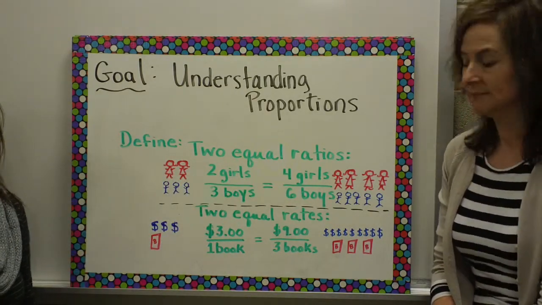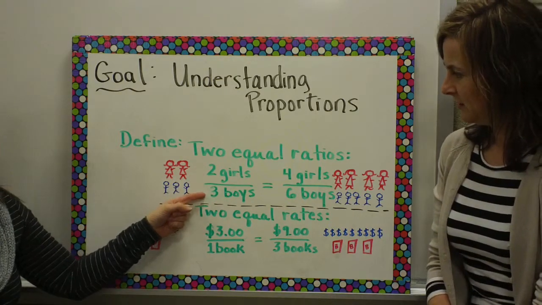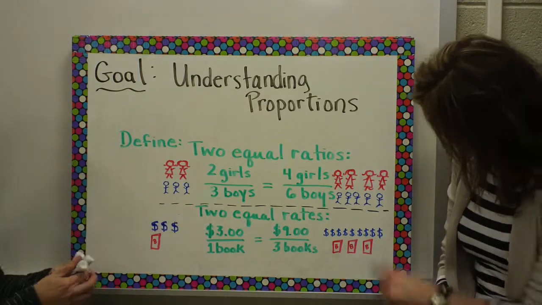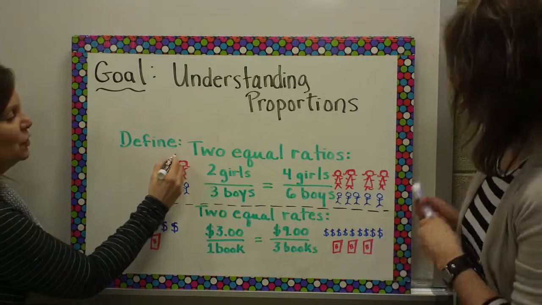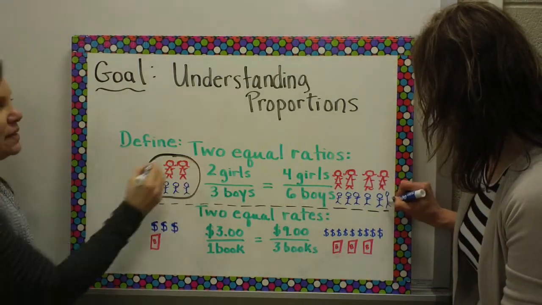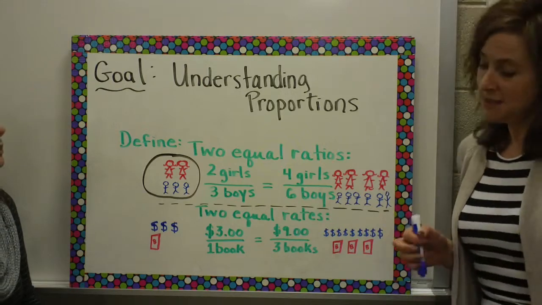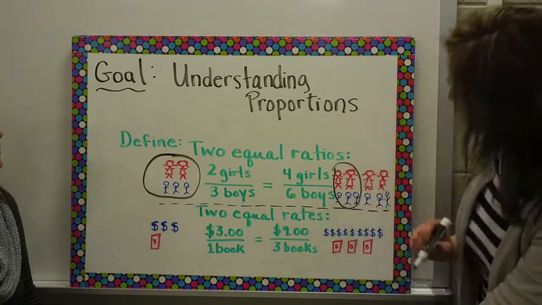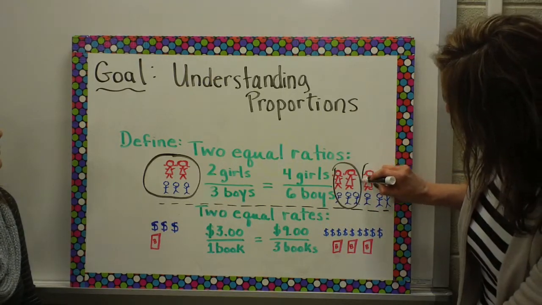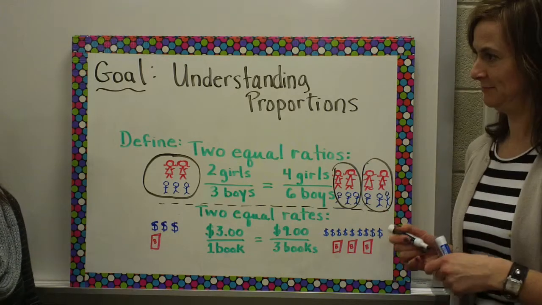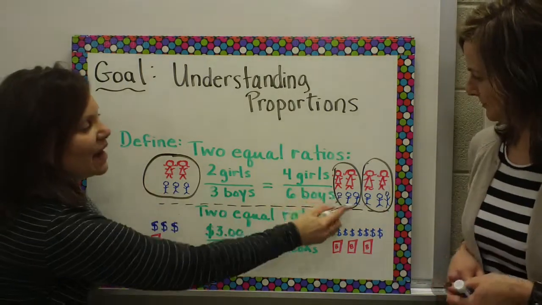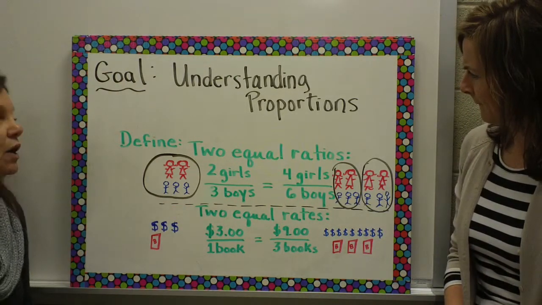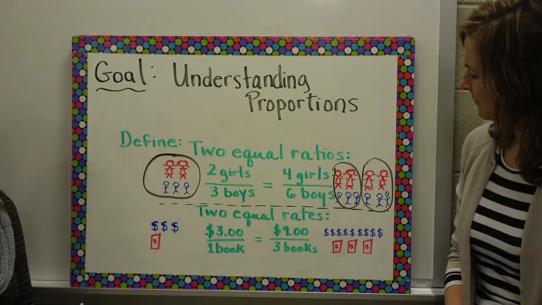So an example here is a ratio of 2 girls to 3 boys. And then here we have a ratio of 4 girls to 6 boys. If we look closely, we'll notice that here's 2 girls and 3 boys, and here's 2 girls and 3 boys again. So as a set, you can see that they are the same, so that means they are equal. Once you find 2 equal ratios, you have now formed a proportion.